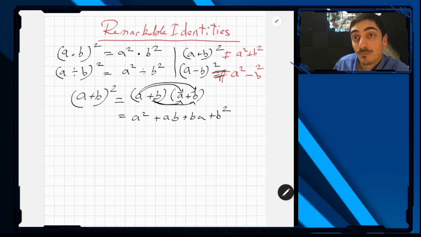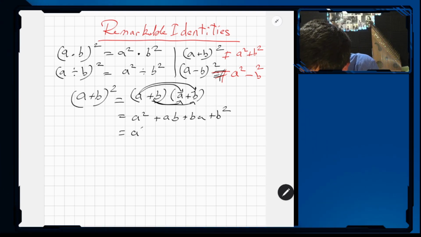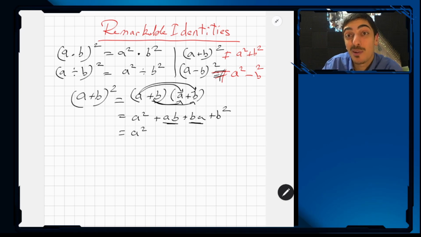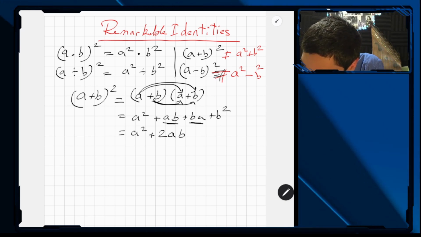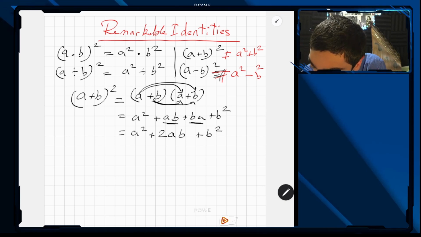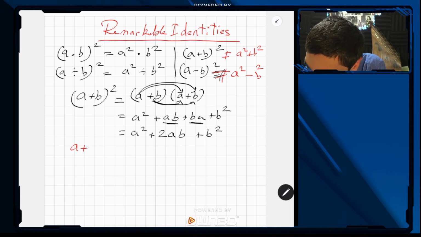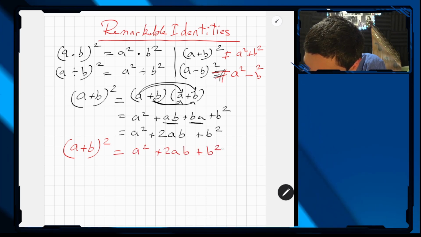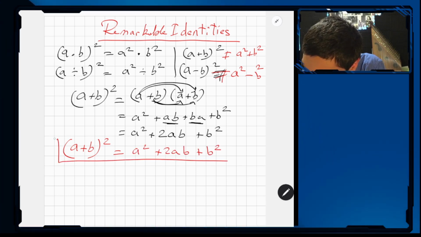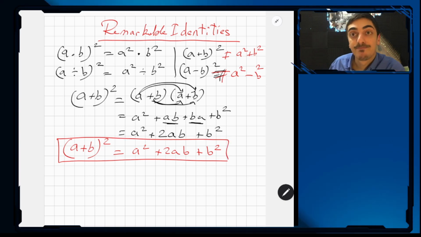Fantastic. And now this is just a squared. ab and ba are exactly the same thing. 2 times 3 and 3 times 2 are the same. So this becomes 2ab and this becomes b squared. And the first magic formula is born. This is what it is. Every time.